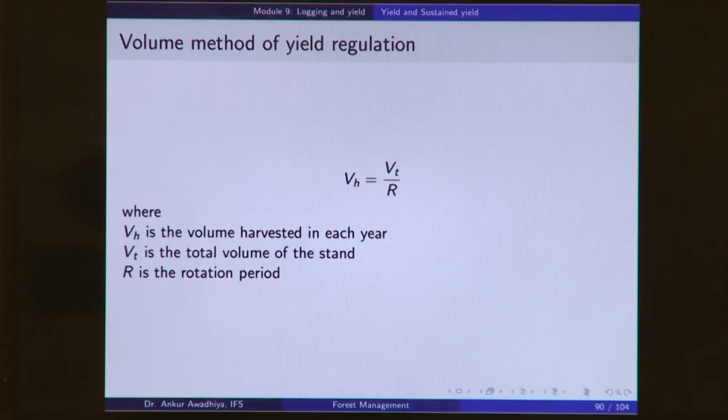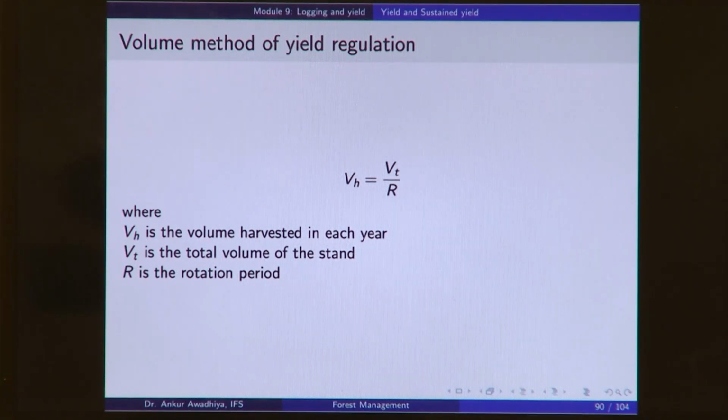So, when we talked about wanting an equal yield in every year, this system will fail. It only talks about an even aged forest in a homogeneous situation, in a homogeneous piece of land. So, every parcel of the land has the same fertility, the same amount of water availability and so on. So, this is a very simple method, but it has its own disadvantages.